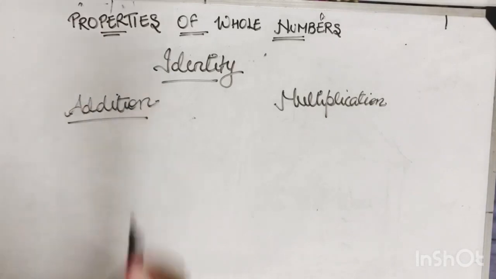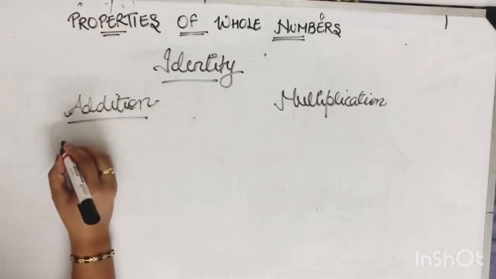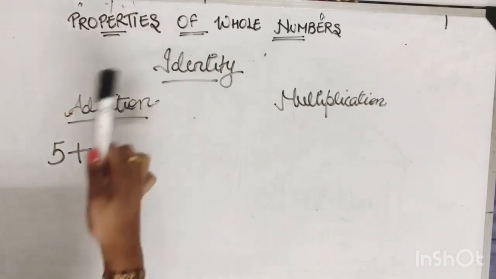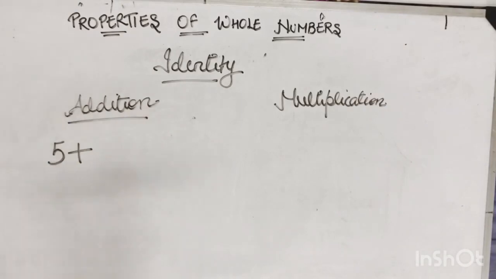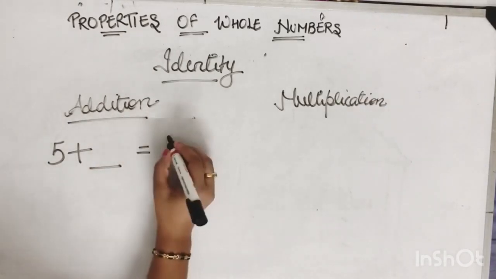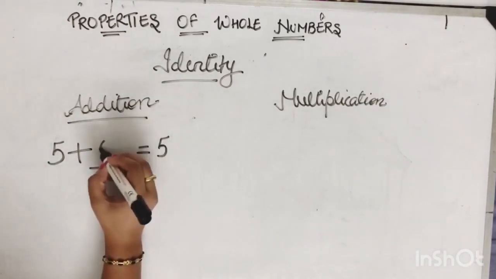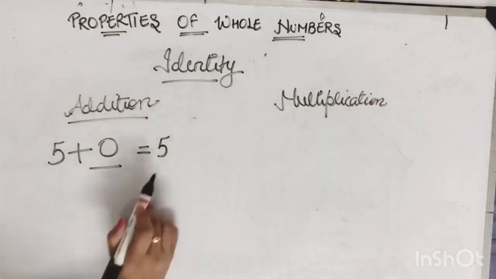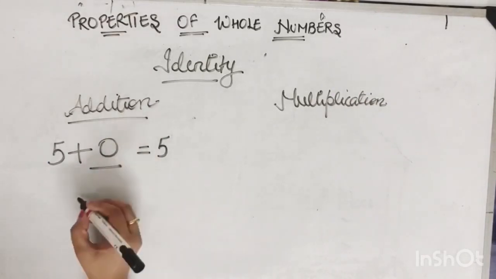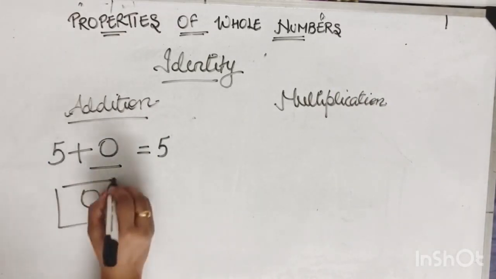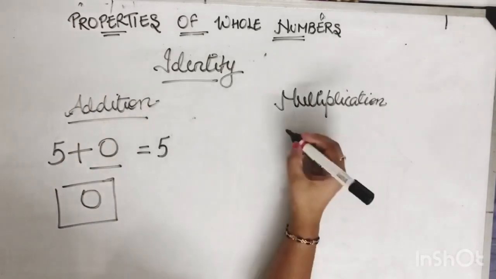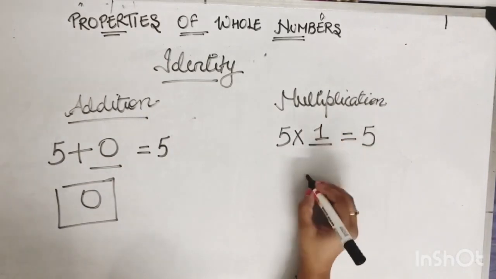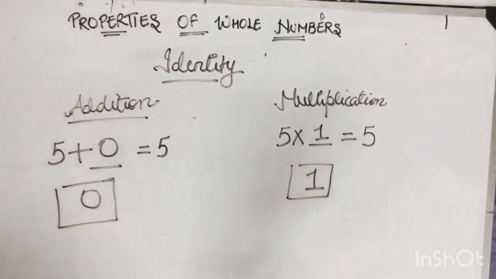Like for addition, I am talking about, I have taken one number 5. So identity is that number which when added to 5 will give the same result, that is 5. It's very simple. 0 when added to any number gives the same number. Therefore 0 is the additive identity. अब वैसे multiplication में, so which number will multiply? 1. So 1 is the multiplicative identity.